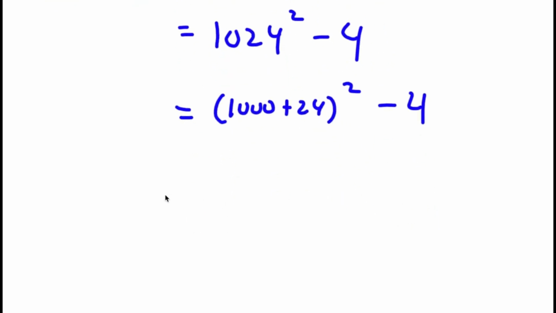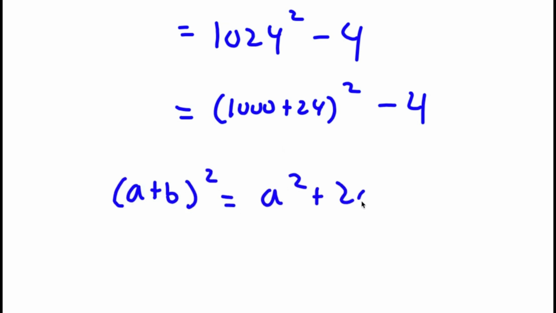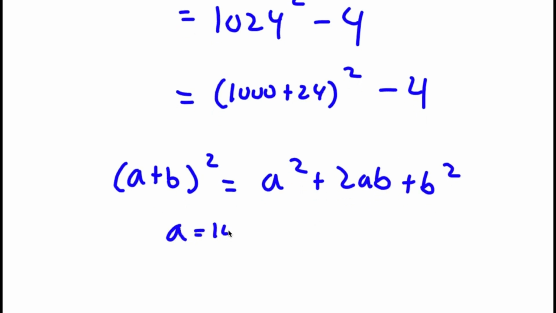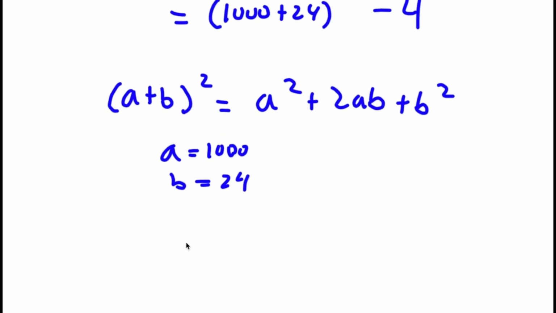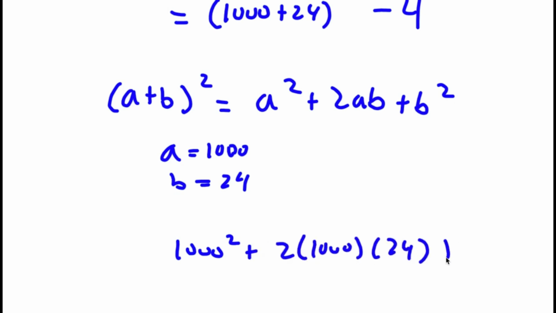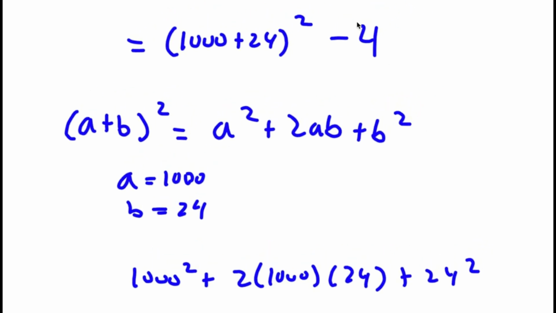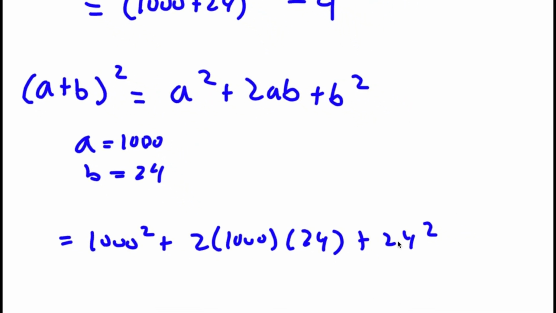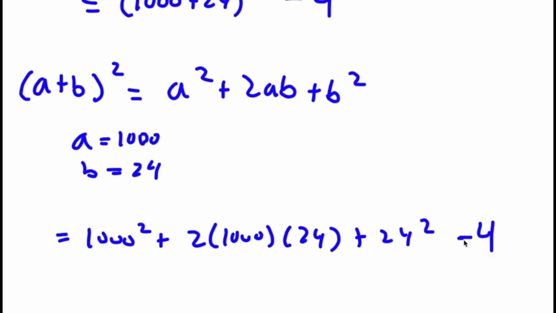Now if I have something in the form (a plus b) squared, this is equal to a squared plus 2ab plus b squared. In this case, a is equal to 1000 and b is equal to 24. So I have 1000 squared plus 2 times 1000 times 24 plus 24 squared. And then I have my minus 4 at the end.